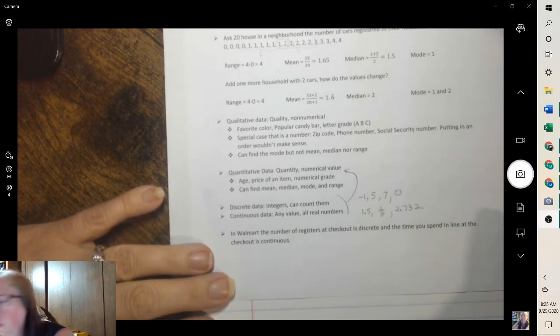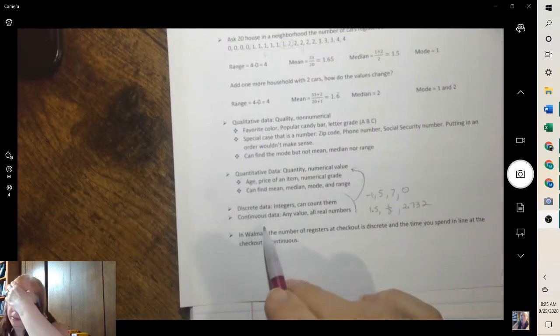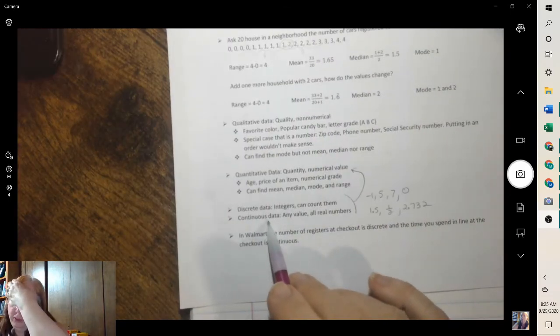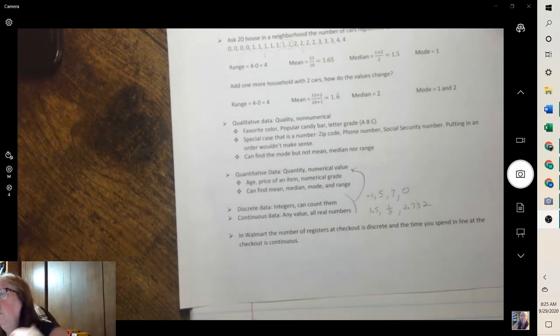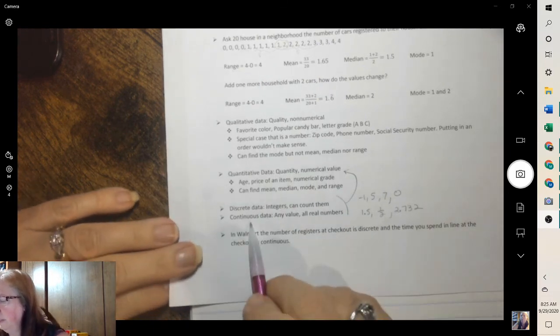So time is usually the biggest one that's used for continuous. Weight, if you think of when you're buying lunch meat at the counter, that would be decimal, any types of weights. So that would be continuous.